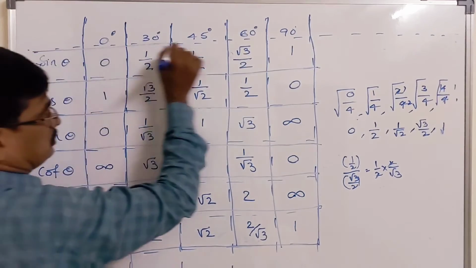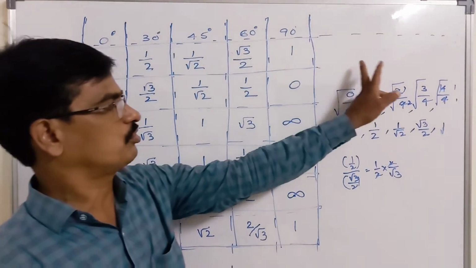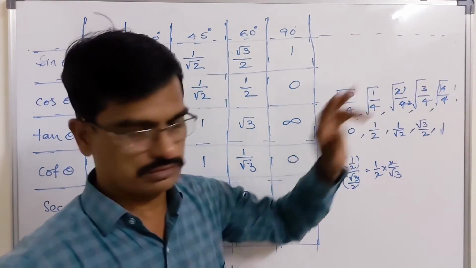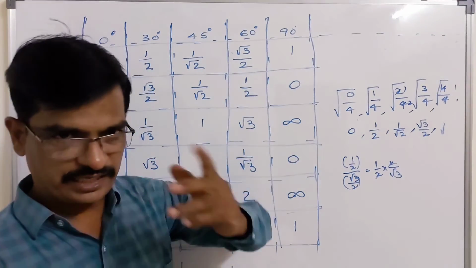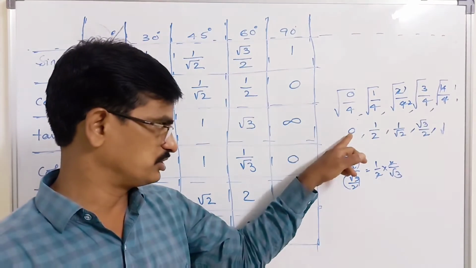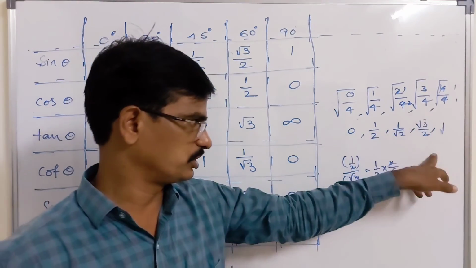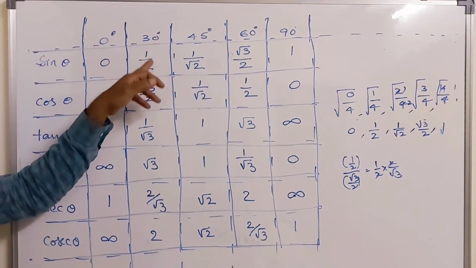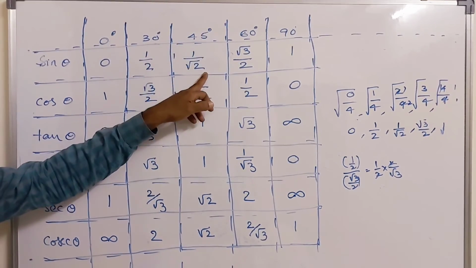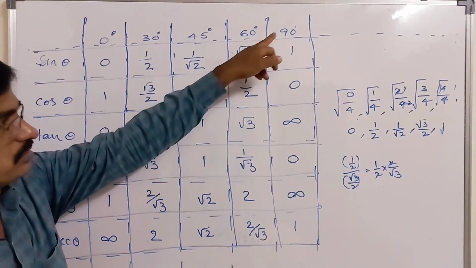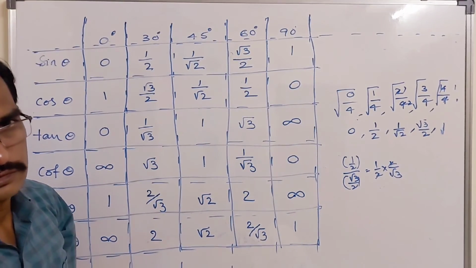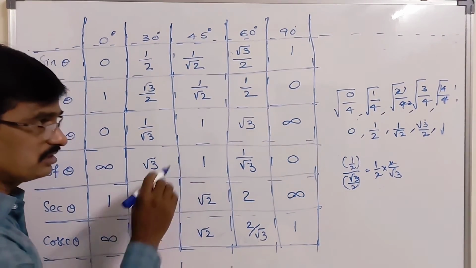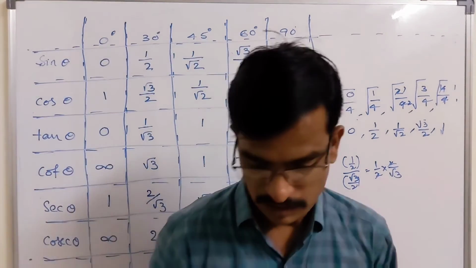For sin theta, what we did here: first I wrote 0, 1, 2, 3, 4. Later, these 5 numbers were divided by 4. Later I applied the square root to the 5 numbers. Then we get 0, 1 by 2, 1 by root 2, root 3 by 2, 1. So those numbers I copied here. Sin 0 is 0, sin 30 is 1 by 2, sin 45 is 1 by root 2, sin 60 is root 3 by 2, sin 90 is 1. Okay, then reverse order for cos. Okay, these are the values of the 6 trigonometric ratios.